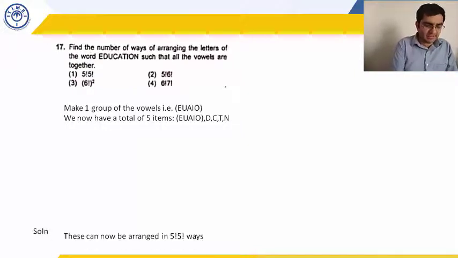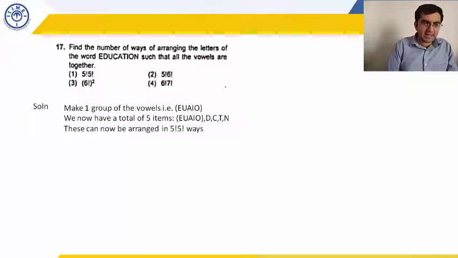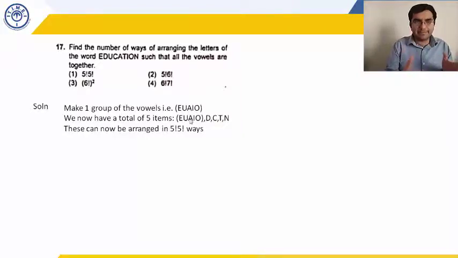Yes, these 5 items can be arranged in 5 factorial ways, and within this group, within these brackets, these 5 vowels can be further arranged in 5 factorial ways. So you get all possible arrangements of all these vowels while keeping them together. And so the total number of ways becomes 5 factorial into 5 factorial. And this concept is coming from the previous 2 questions, where when you want to keep something together, you make a group out of it and you treat it as one unit, and then you arrange them further.